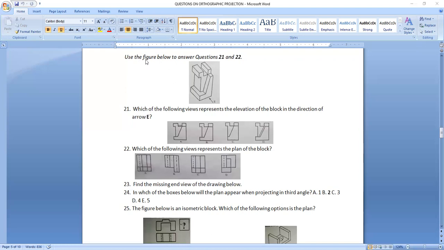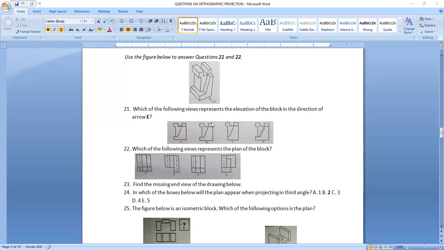So here we have: use this figure below to answer questions 21 and 22. Question 21 says, which of the following views represent the elevation of the block in the direction of arrow E? So this is the isometric block, and this is the direction of the arrow. Looking at what we have here, we are going to see this surface, and then we also see this rectangle here.